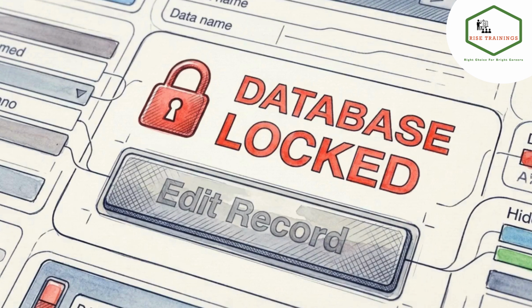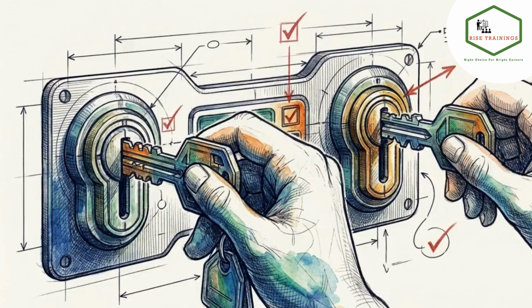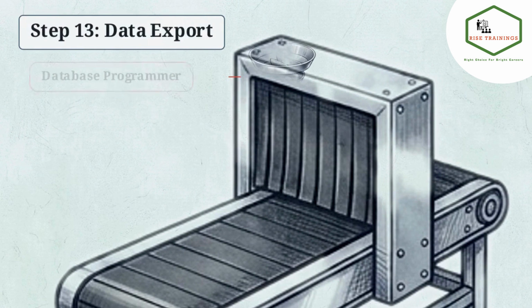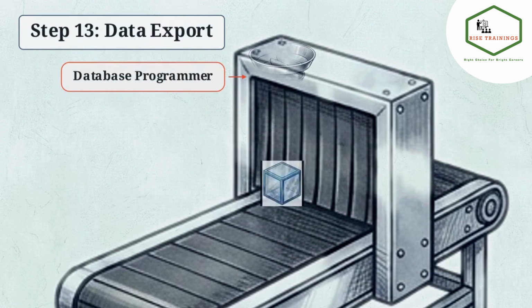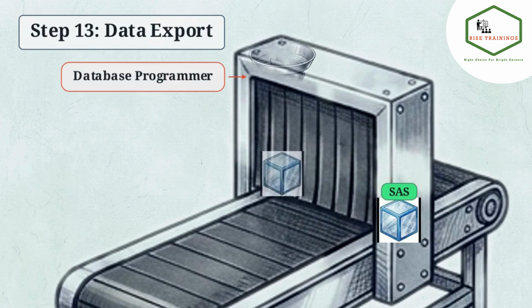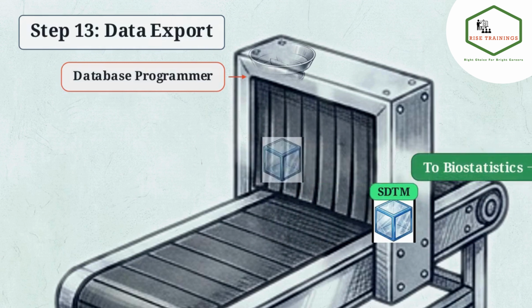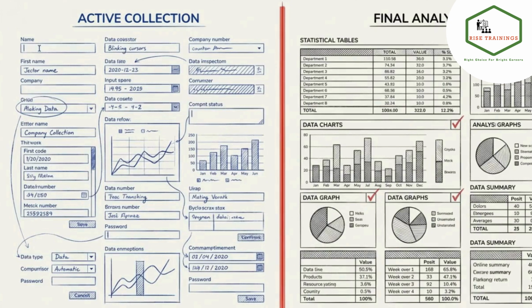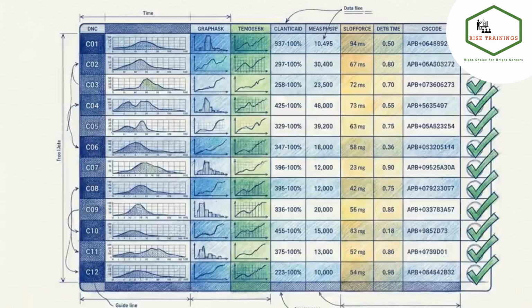After a database lock, the data is unalterable. No further changes can be made unless the study follows a highly scrutinized formal unlocking procedure. With the data sealed, the pipeline moves to Step 13, data export. The database programmer extracts the finalized information into standardized industry formats, such as SAS, SDTM, and ADaM datasets for the biostatisticians. The database lock is the defining threshold of the trial. It transforms the ongoing collection of subjective data into an objective, unalterable record.